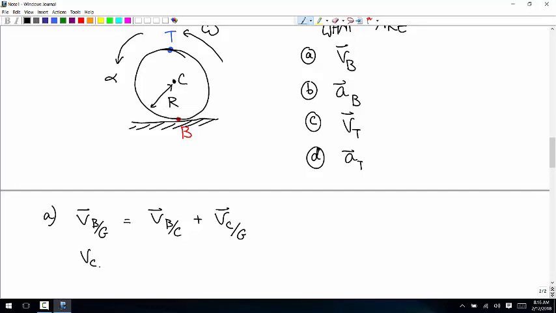Velocity of the center relative to the ground, its magnitude we know is equal to the magnitude of omega r. And we already figured out that if omega is counterclockwise, the velocity of the center needs to be in the negative x direction. So this is going to be negative omega r, 0.